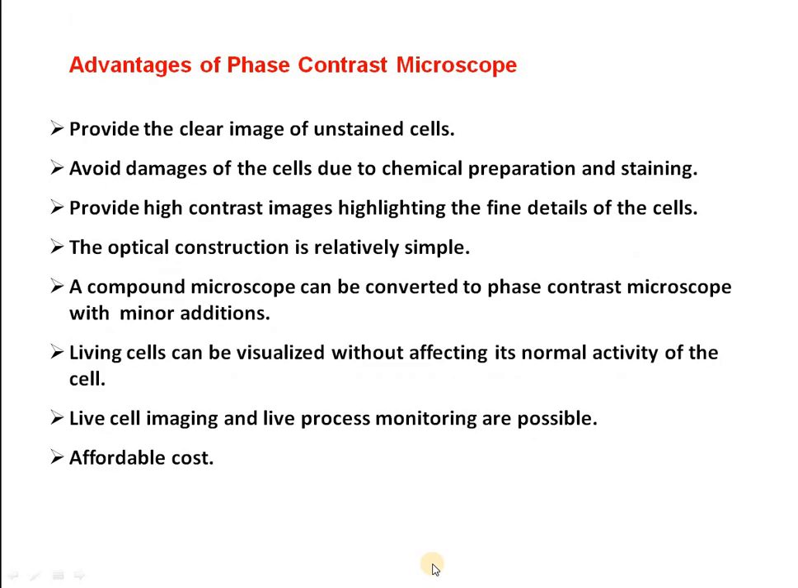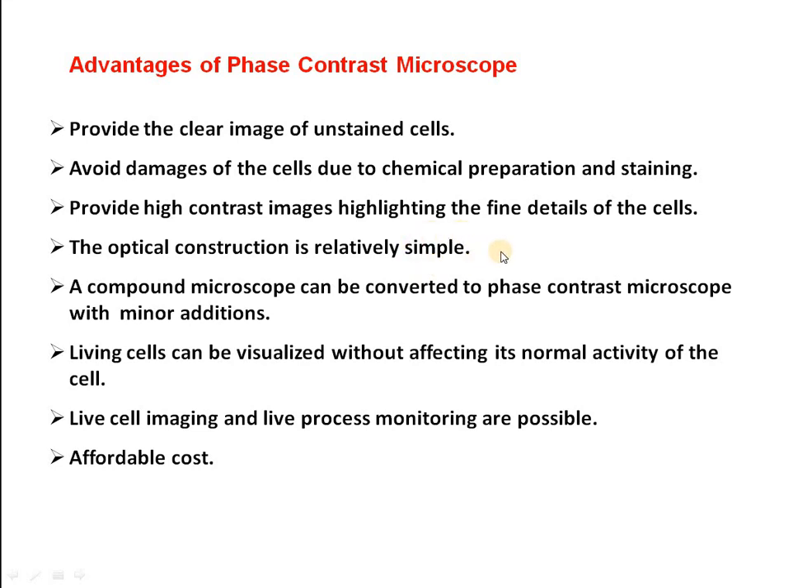So what are the advantages of the phase contrast microscope? It provides a clear image of unstained cells. Staining of the cells is not required. It avoids damage to the cell due to chemical preparation and staining, so the cells can be easily studied. It provides high contrast images highlighting the finer details of the cell. The optical construction is relatively simple in the case of the phase contrast microscope.